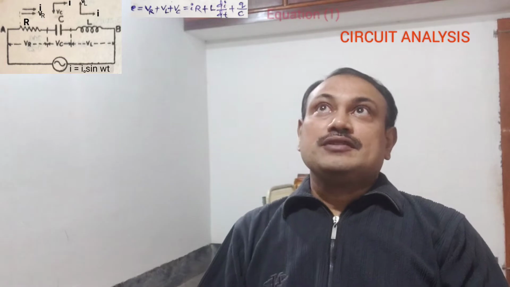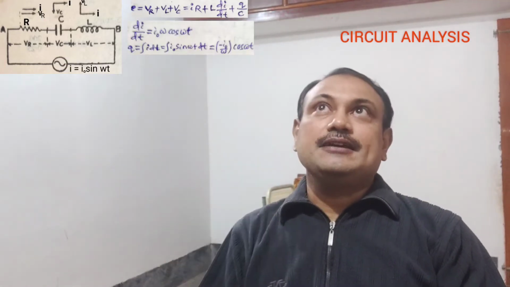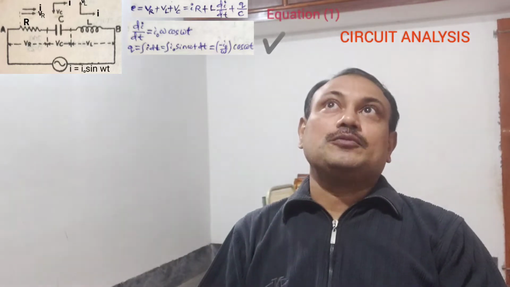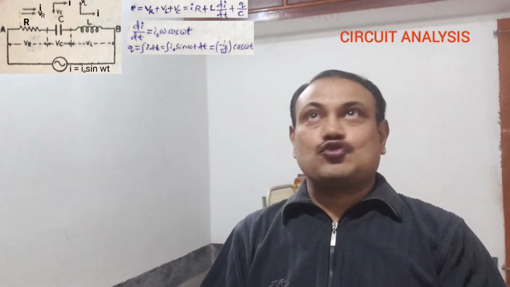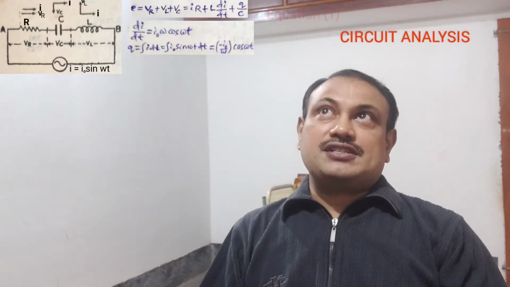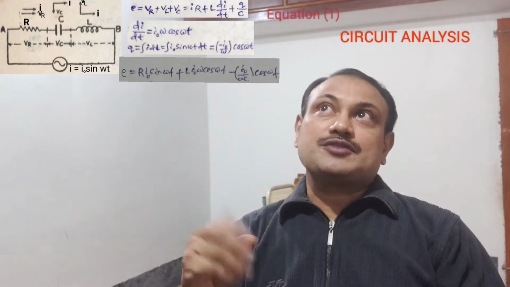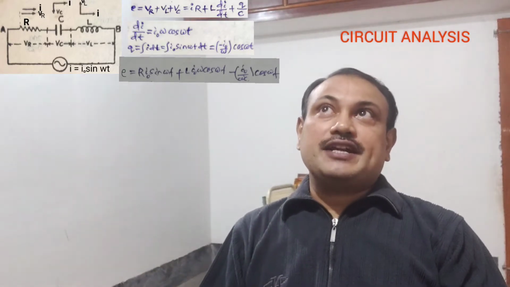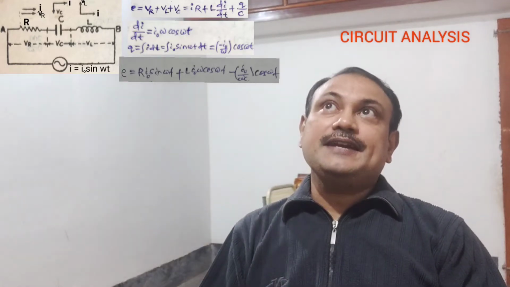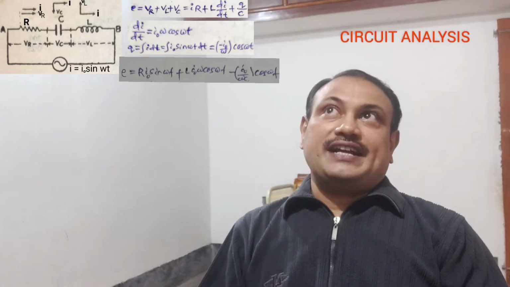Now if the current is I equals I0 sin omega t, then we can write di by dt equals I0 omega cos omega t, and Q we can find by integrating I dt to be equal to minus I0 by omega cos omega t. If we substitute the values of I, Q and di by dt in the EMF equation 1, then E must be equal to R times I0 sin omega t plus L I0 omega cos omega t minus I0 upon omega C times cos omega t.